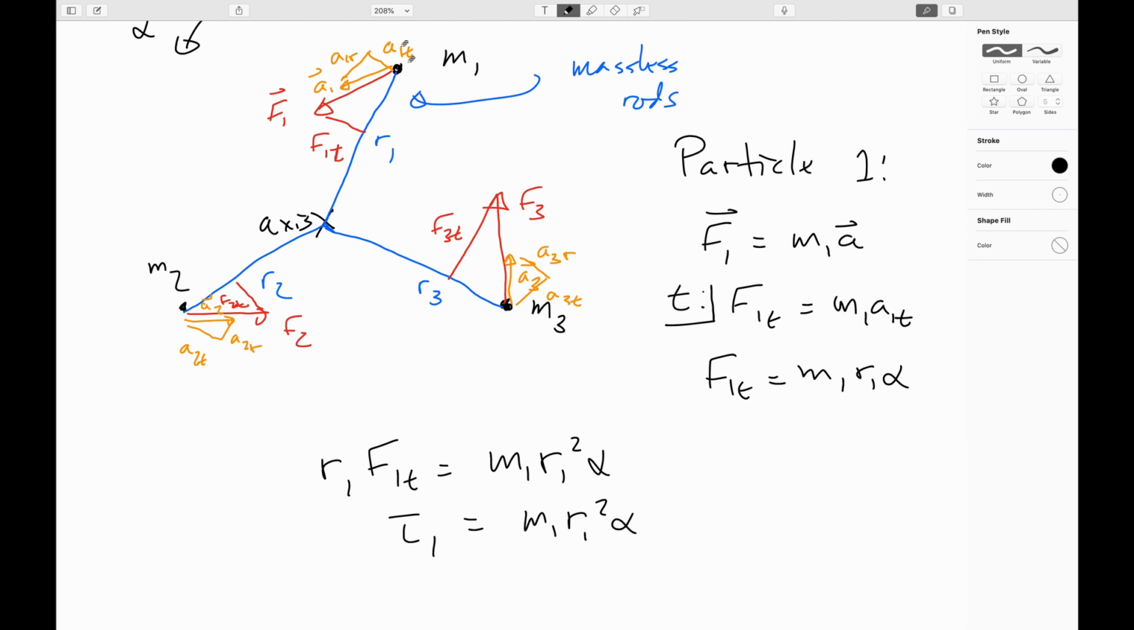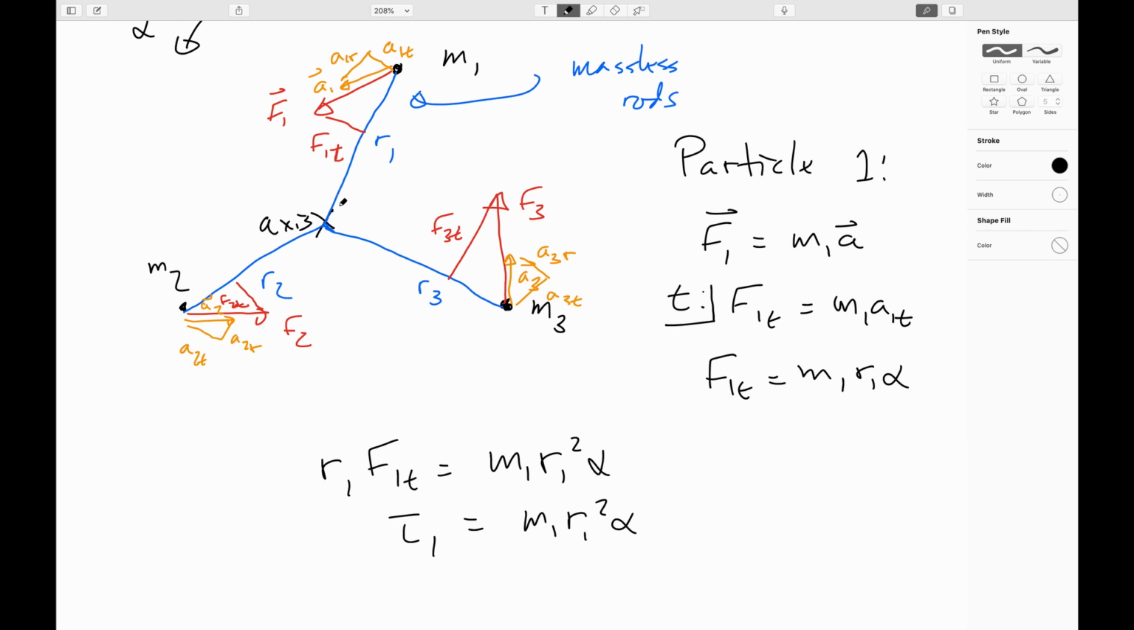So what is this telling us? Well, the force is also attempting to accelerate the mass this way, and it would, except you've got this massless rod here, right? And so in order to keep the distance fixed, the massless rod has to be providing a radial force out to cancel the radial force in.